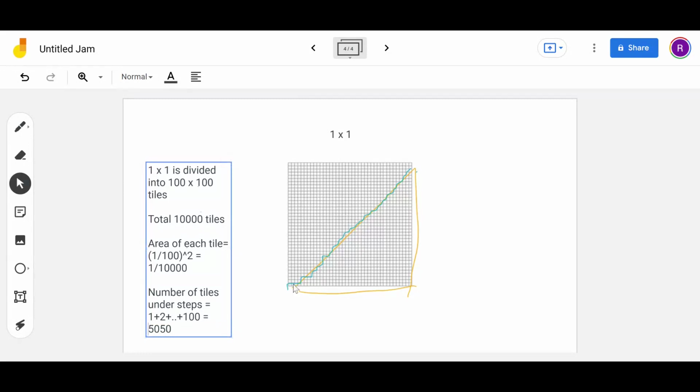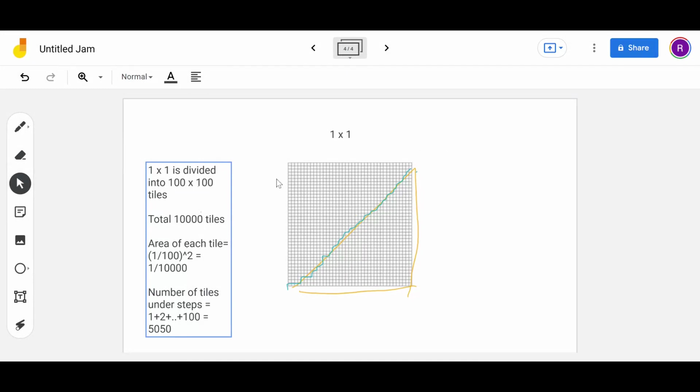Okay. Can someone tell me now, how will you get the area under the blue steps? Adding consecutive numbers, sir. Yeah, that is the number of tiles. So we already know the number of tiles is 1 plus 2 plus 3 till 100, which is 5050. But how will I get the total area of all those tiles under the blue? Is the total area 5050? No, sir. How much is it? What is the area?